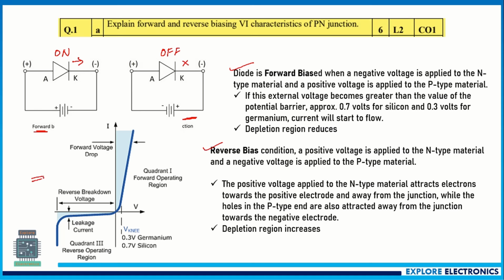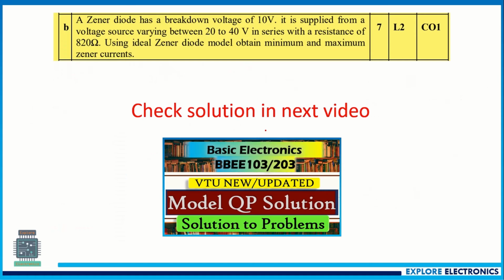And you need to explain this characteristic curve. This is the forward biased condition and here it is the reverse biased condition. Here you need to mention the V knee point, that is 0.3 volts for a germanium diode and 0.7 volts is the cut-in voltage for a silicon diode. From here onwards current starts to flow. Similarly, you need to mention the reverse breakdown voltage and the leakage current flowing in the reverse condition. This is about the PN junction in forward and reverse bias.